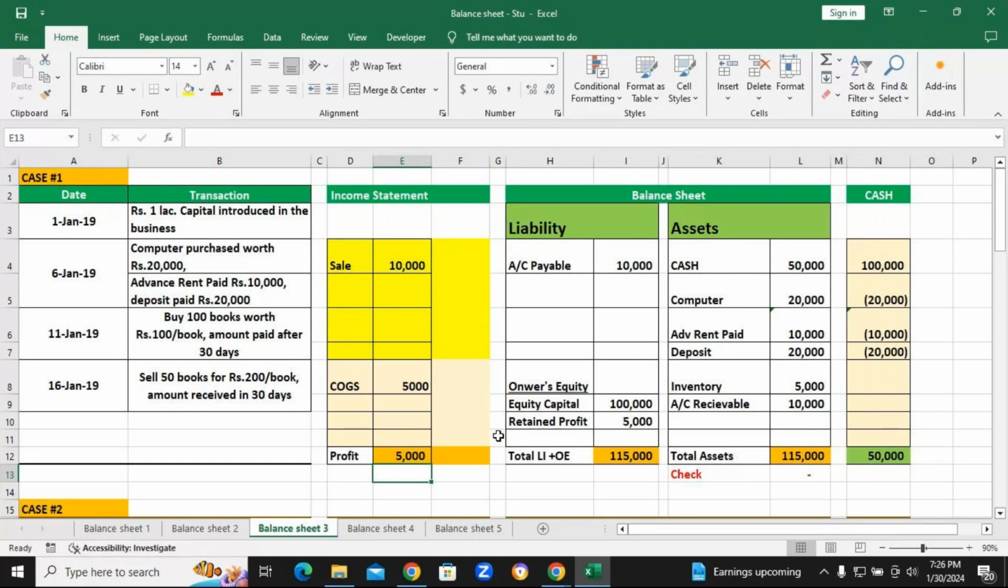Okay, I will continue taking it to my retained profit on my balance sheet in my liability side. I'm going to take this value. This profit I'm going to show in my liability side under the retained profit. Okay, ma'am.